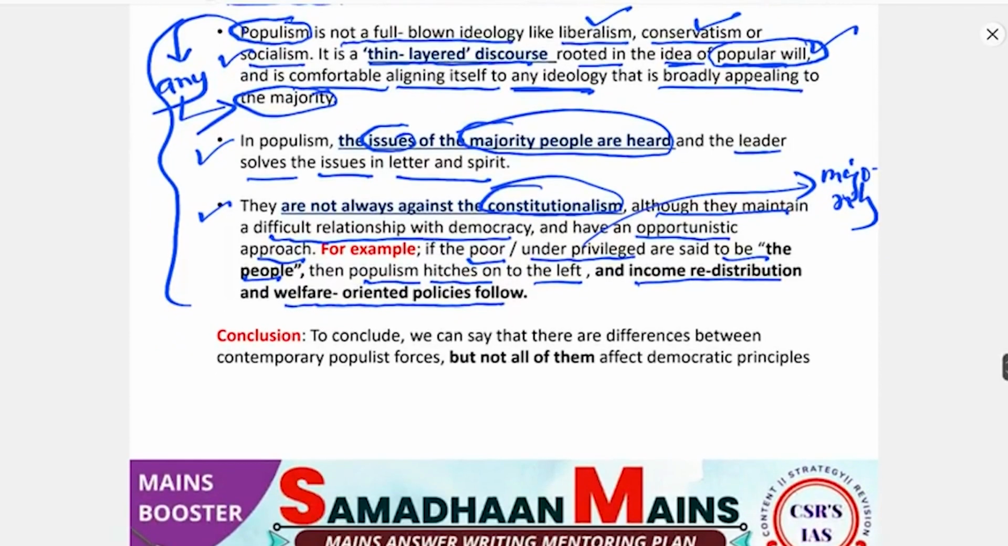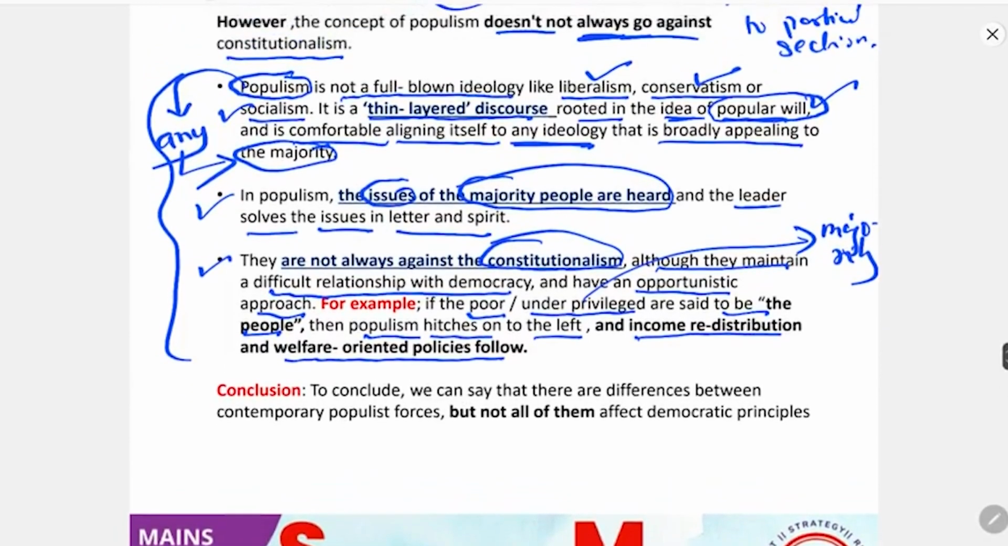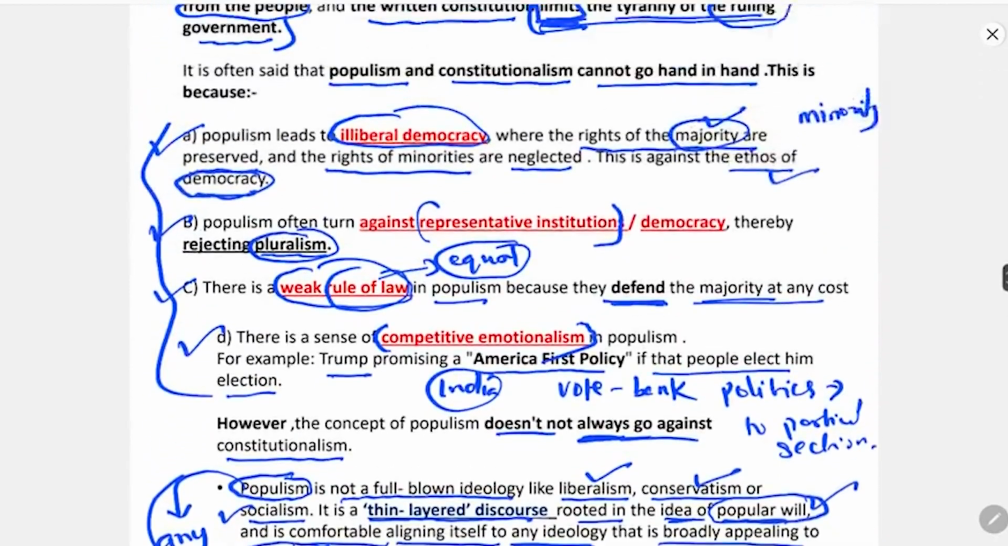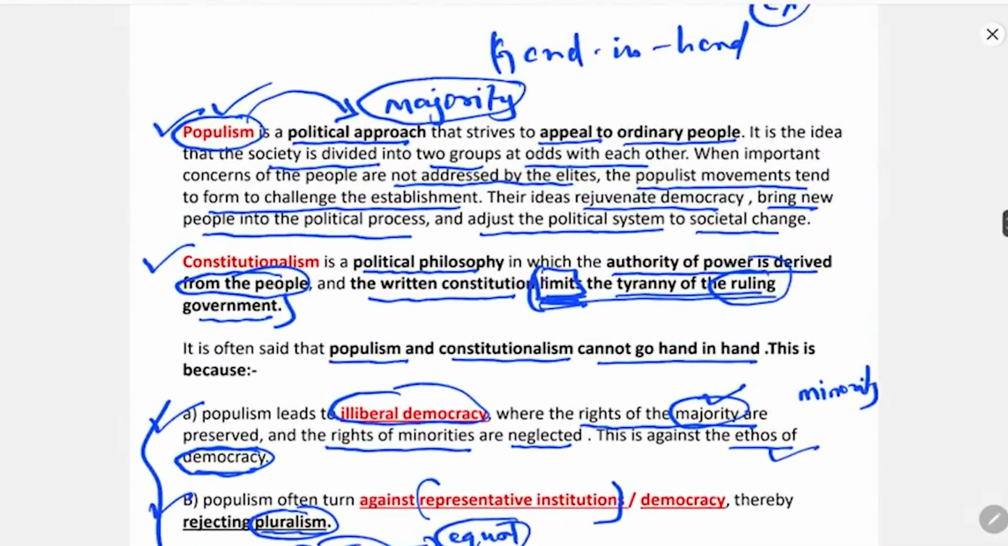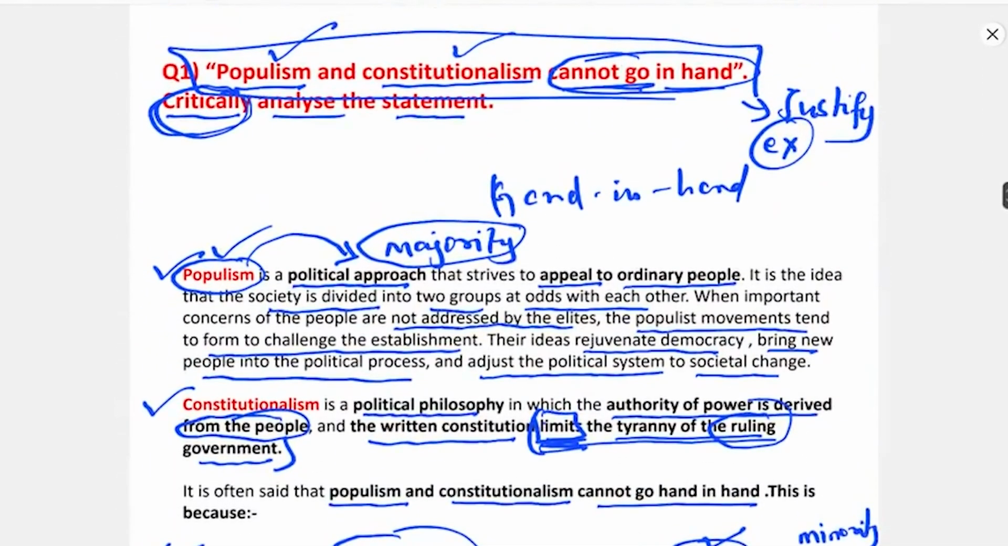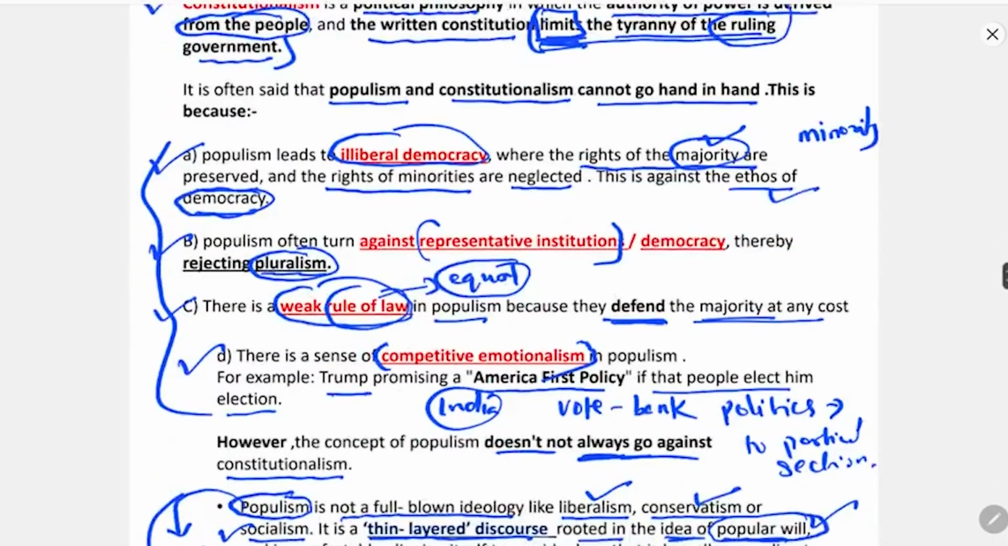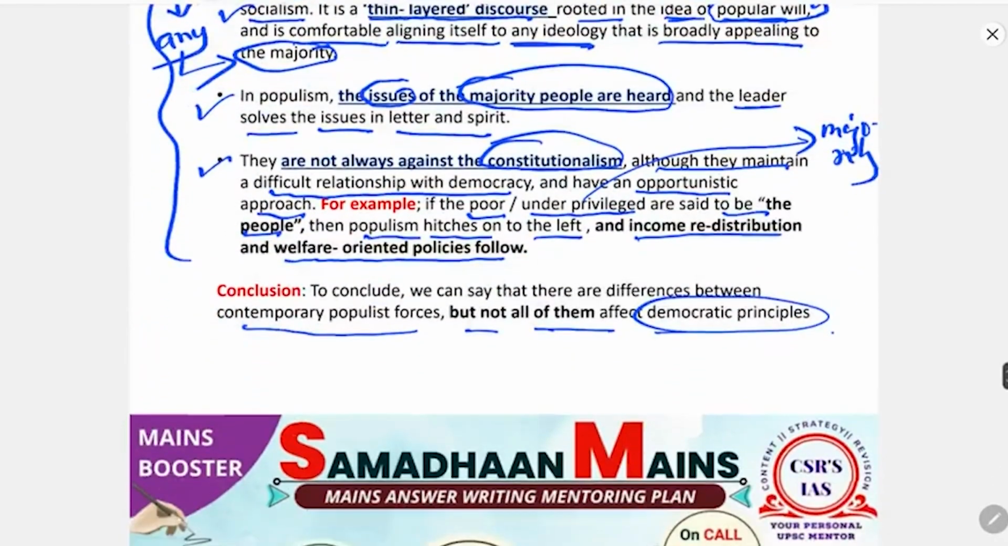So in conclusion, we can say that there are differences between contemporary populist forces, but not all of them affect democratic principles. So this is the way you need to write a very crisp answer with proper content, focusing on the demand of the question and fulfilling the demand, with some examples. This is the way you have to write a mains GS-2 answer.